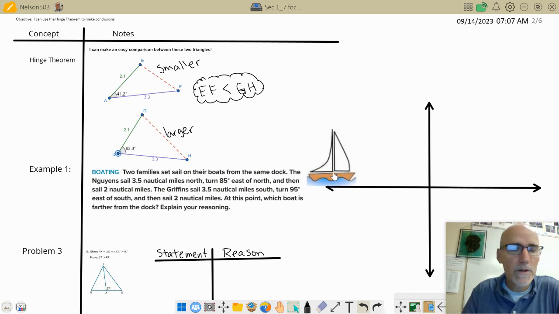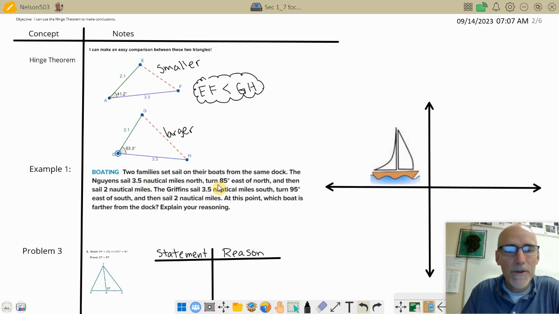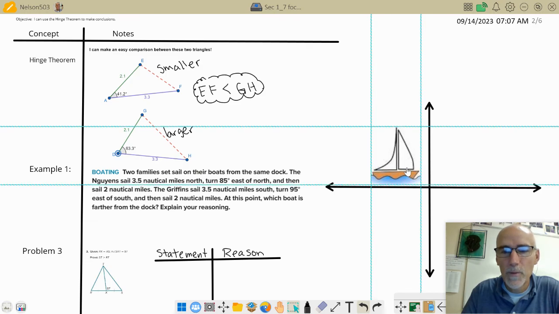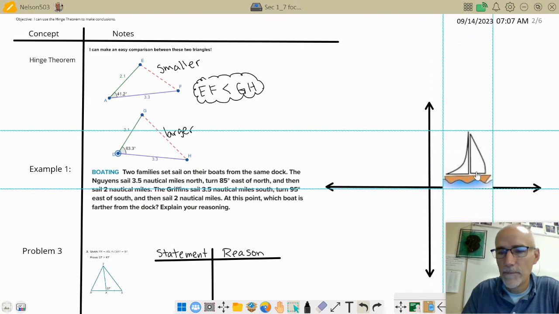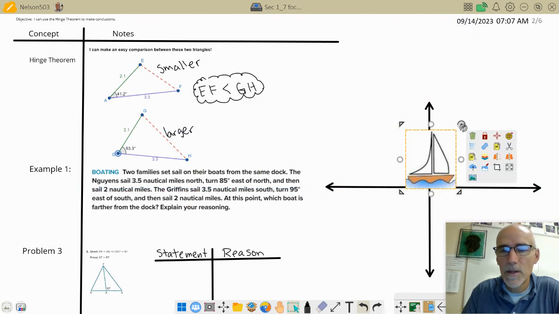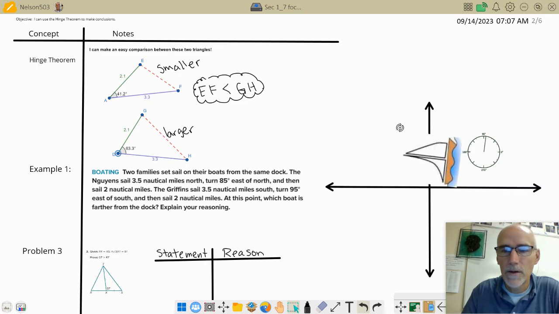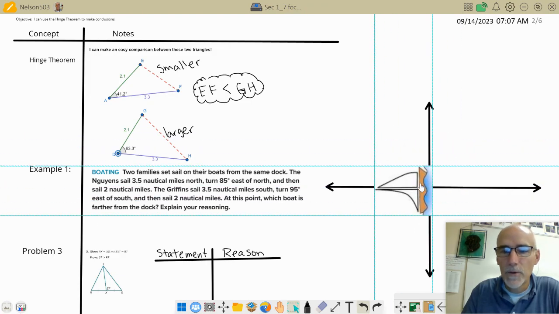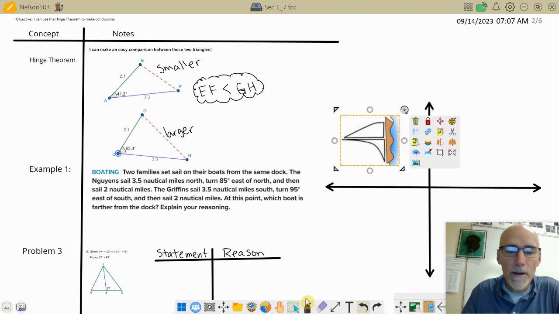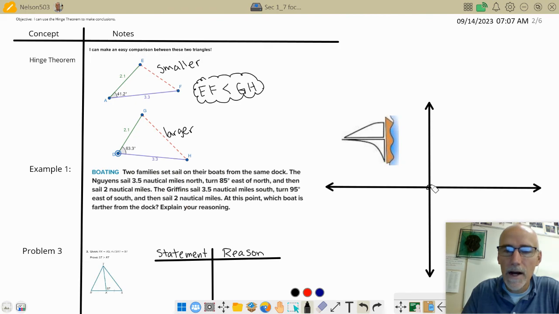All right. So the first family is the Winds, and they sail 3.5 nautical miles north. Okay, so let's just do that real quick. So this boat looks to me like it's going to go to the east, right? So I'm going to rotate the boat to make it go to the north. All right, so let's see right there. Now the boat's going straight north. And oh, by the way, this is going to be our common dock right here, right at the center of our axes, the origin, right?